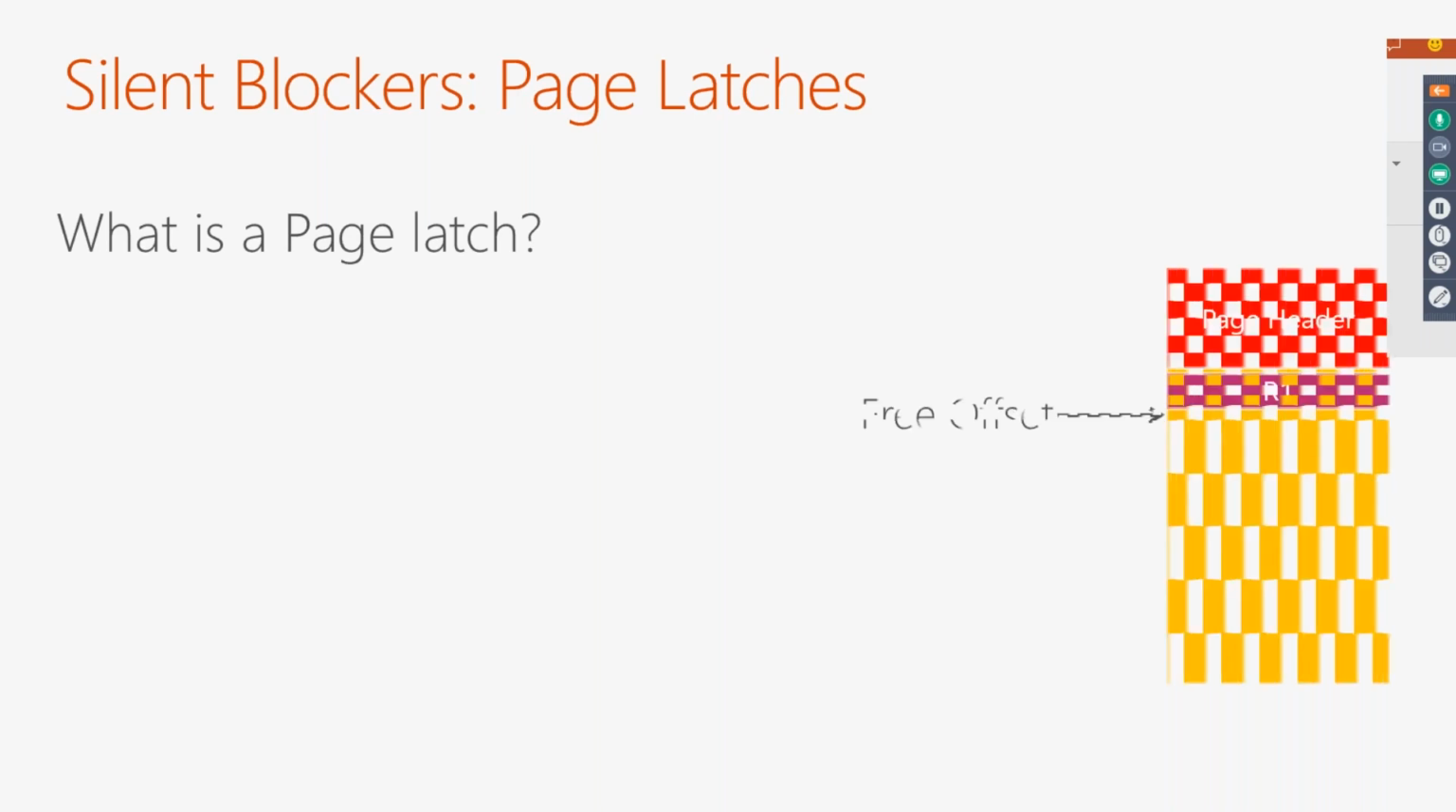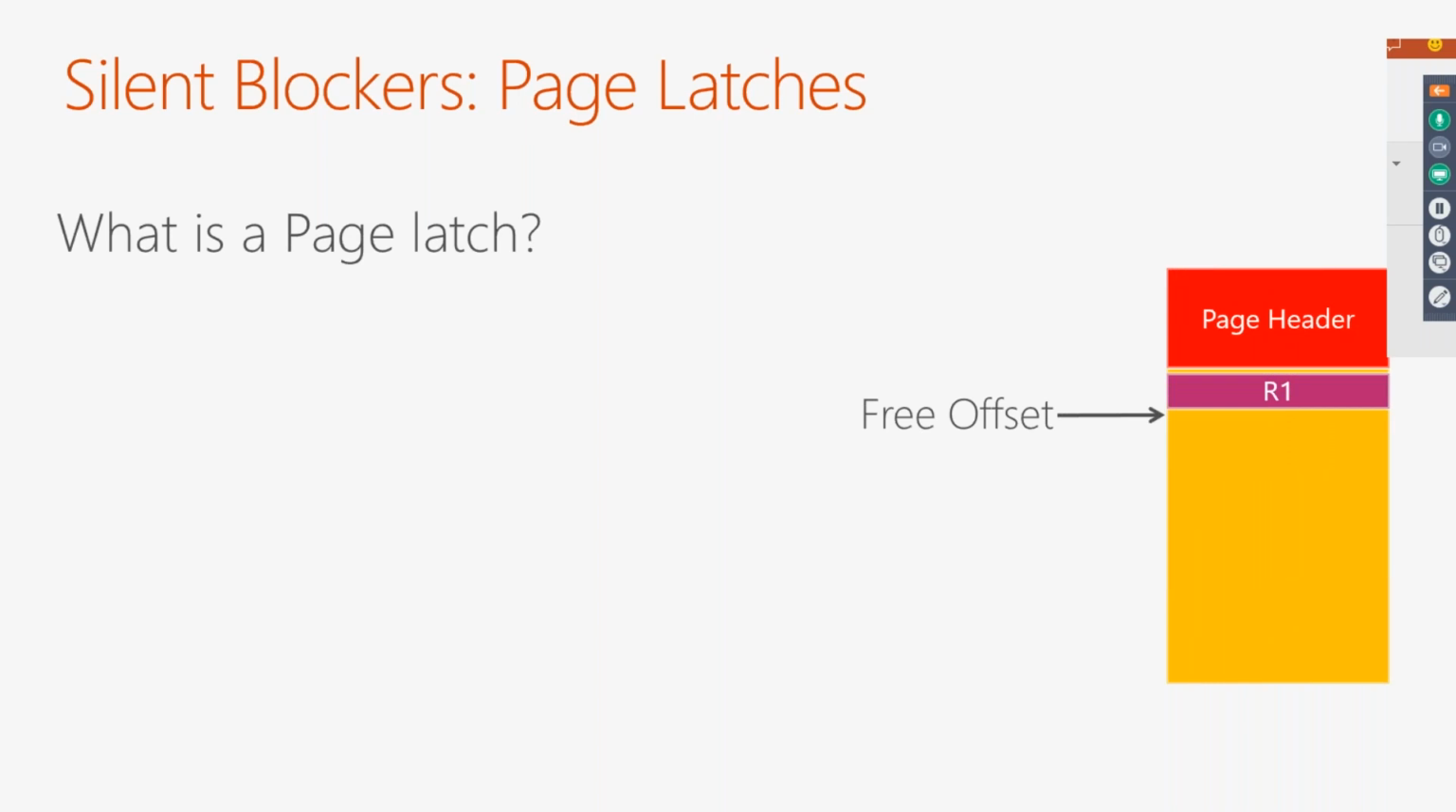And why do we need it? Imagine this. You have a page, right? I'm showing you in red the page header, and there's a row which is shown in brown color. And there's a free offset here. Now imagine I want to insert another row on this page. I want to insert R2. So I need to figure out where to insert. Obviously, I cannot insert the row on top of R1. I have to start the row R2 from where R1 has finished, right? So I'm going to insert the row R2 after R1.